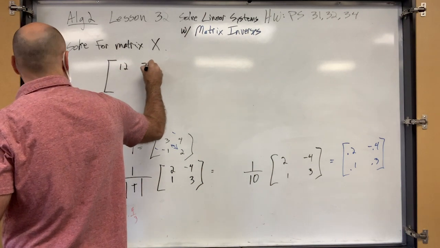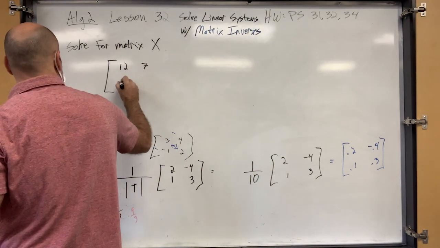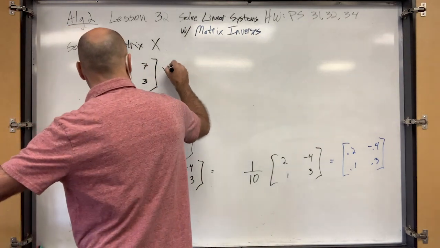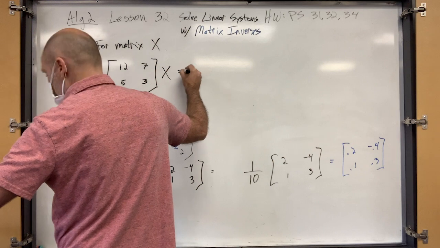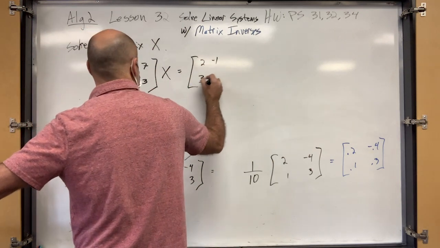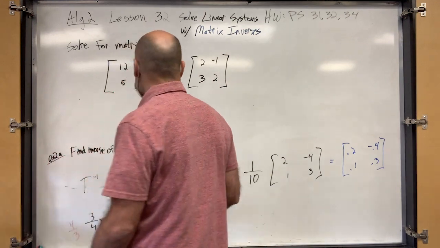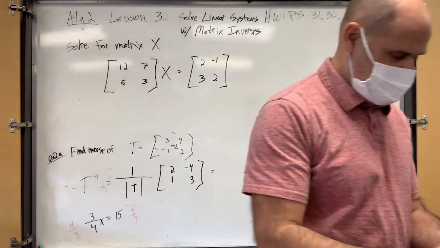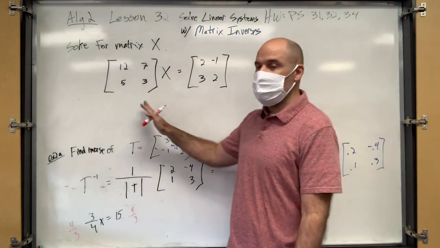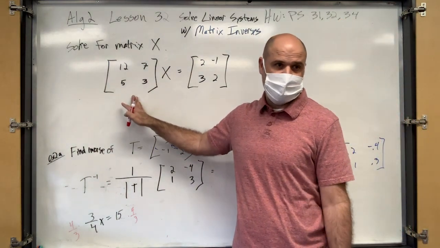Okay, so here's the next example. Solve for matrix X. Here's what it is: 12, 7, 5, 3 times matrix X equals 2, -1, 3, and 2. So how do you solve for X? You multiply by the inverse of that.